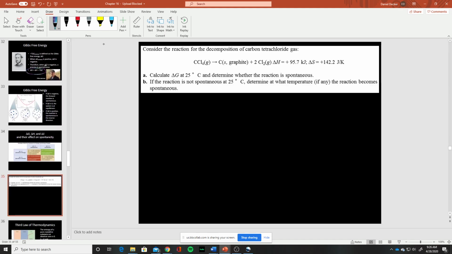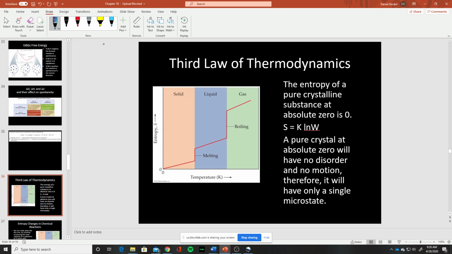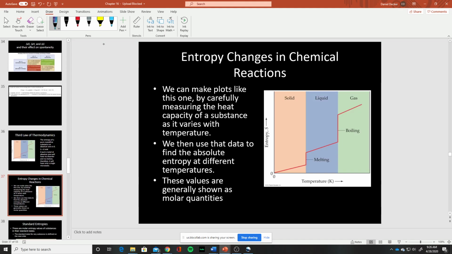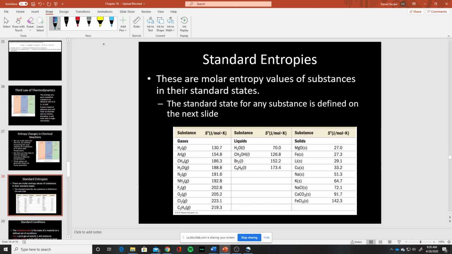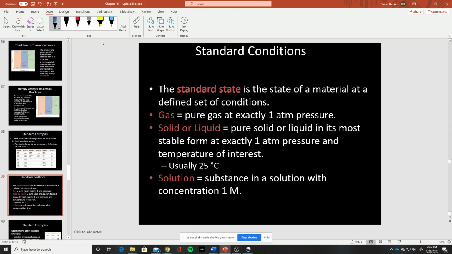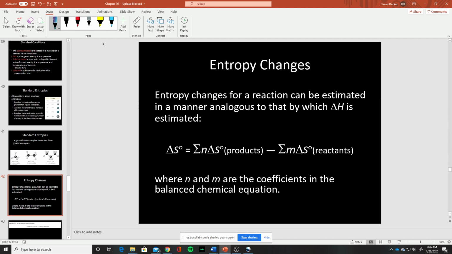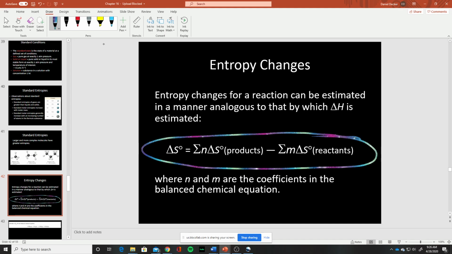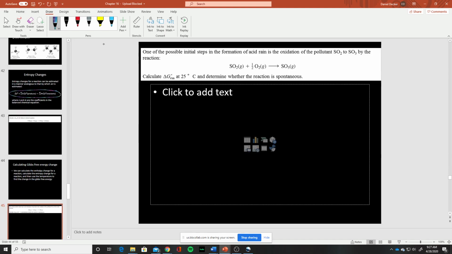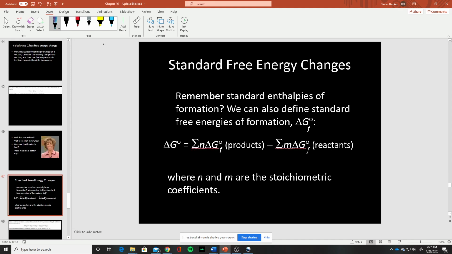And this is more just talking about using Gibbs free energy. Don't worry about the third law of thermodynamics. I'm not going to test you over the third law of thermodynamics. As far as standard entropies and calculating standard entropies using this equation, you should definitely know how to do that. As well as the same thing, but with Gibbs free energy, which is the next topic here.